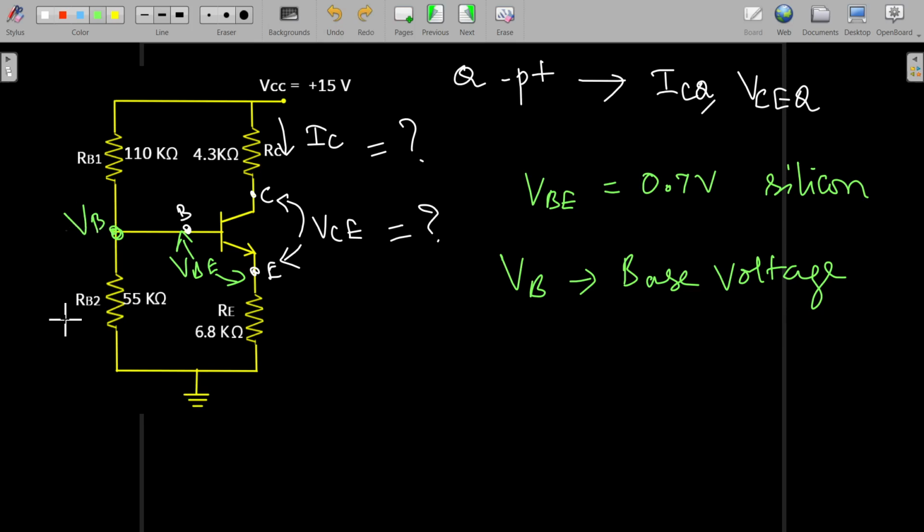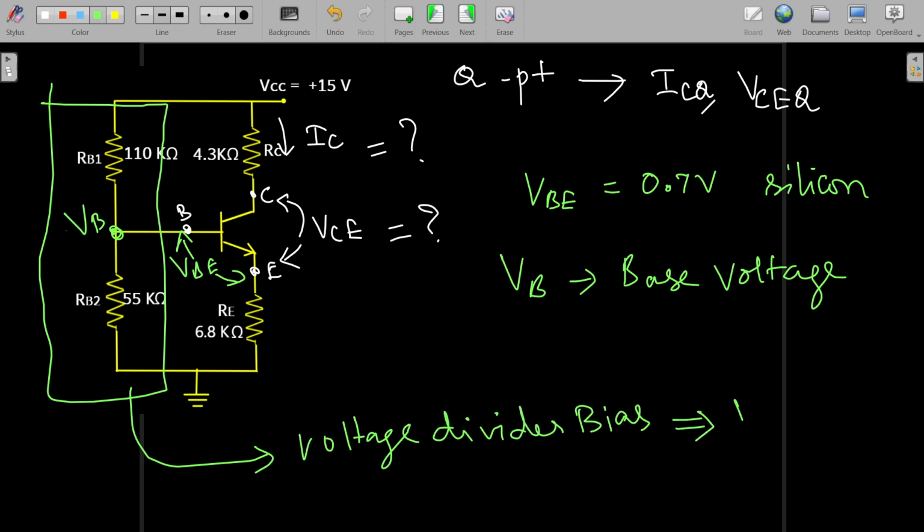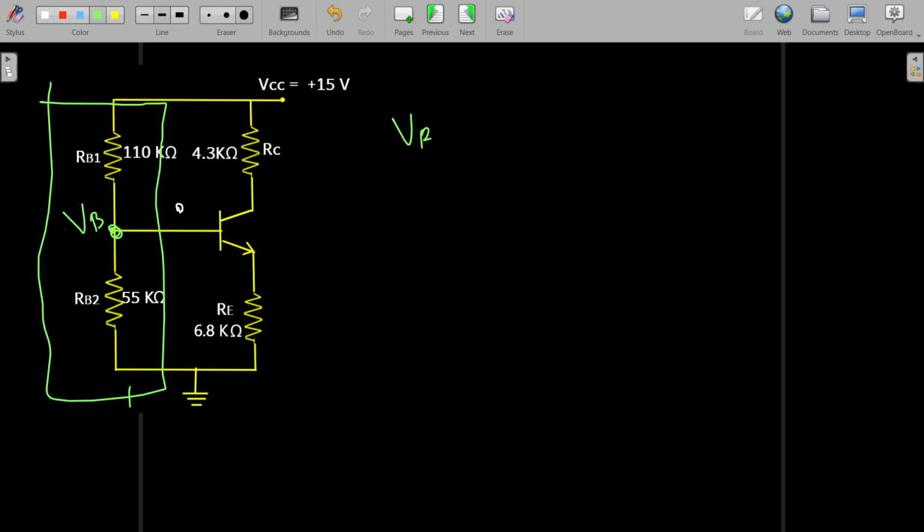So to calculate this, we look at this biasing network, and this is your biasing network for this transistor. So this is nothing but voltage divider bias. So we need to use VDR, voltage divider rule, to find out this VB. So this VB is equal to the supply voltage. So this VCC will be available here also at this point, isn't it?